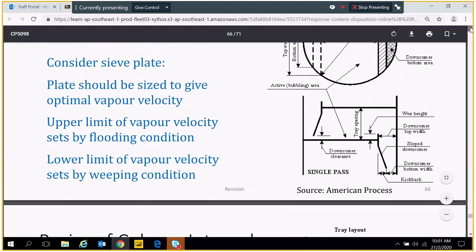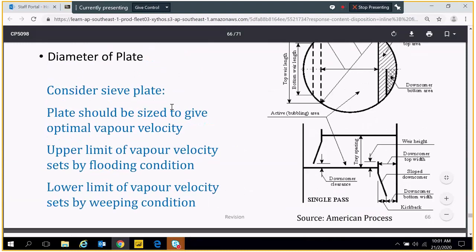This is very important, the three points here. Plate should be sized to give optimal vapor velocity. How do you calculate the flooding condition? What is the vapor velocity at flooding condition? We call this the upper limit. What is the vapor velocity at weeping condition? We call this the lower limit.